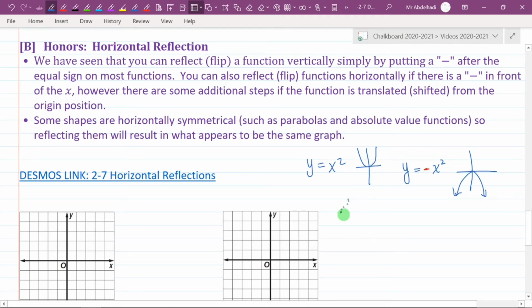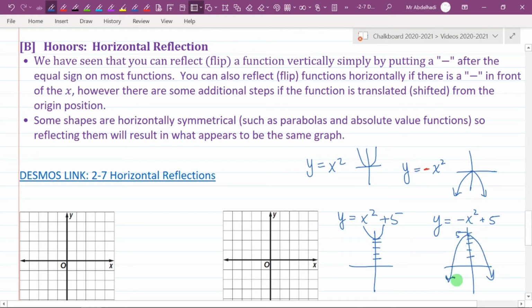So even if you have something like this, like y equals x squared plus 5, okay, if you just stick a negative in front of the x squared but leave the plus 5, this will be 1, 2, 3, 4, 5, and there's your parabola. This will be 1, 2, 3, 4, 5 up, but the parabola will be going in the opposite direction. Okay, it doesn't make the shifting change, it just flips the parabola where it is.